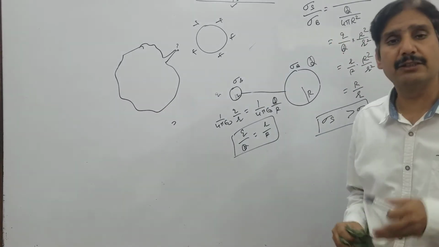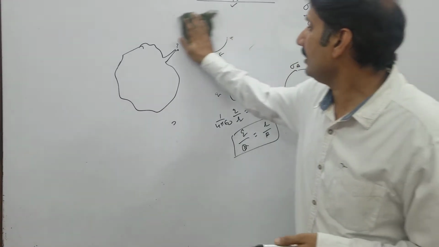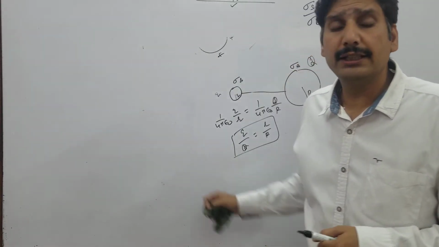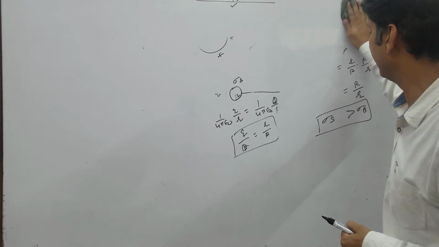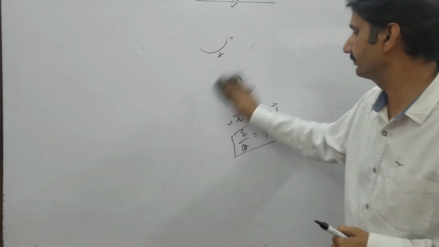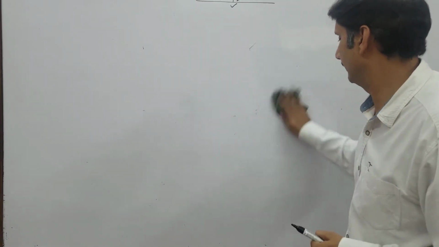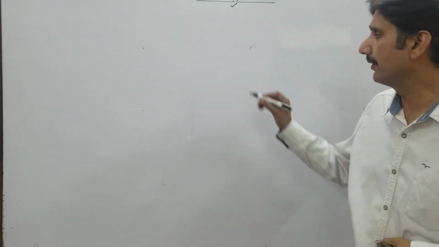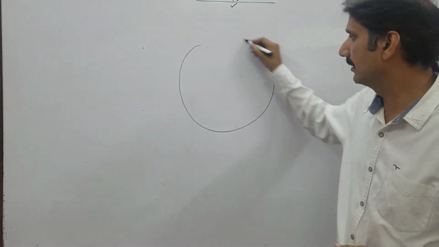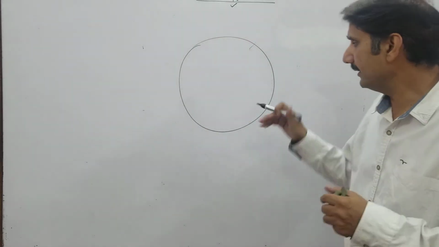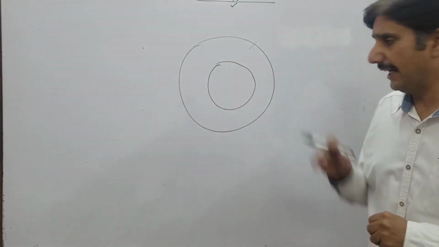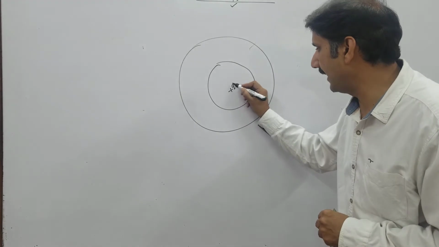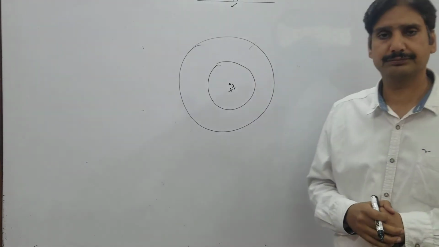Now let us discuss a very important topic about cavities inside conductors. Let's say I've got a spherical conductor, but it's hollow from within. There is a cavity inside it. And I place some charge plus Q at its center.